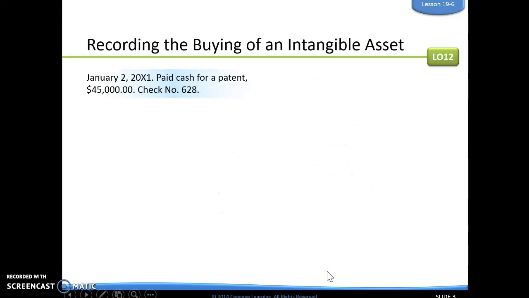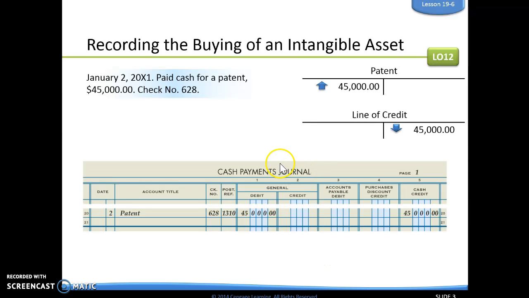So on January 2nd, it says that we paid cash for a patent, $45,000, check number 628. So we are going to debit patent for $45,000, and then they have this wrong here. This should actually be cash. We're going to credit cash for $45,000. Okay, so we're going to go into our cash payment. Since we are paying cash, we are going to debit our patent, and we are going to credit our cash.